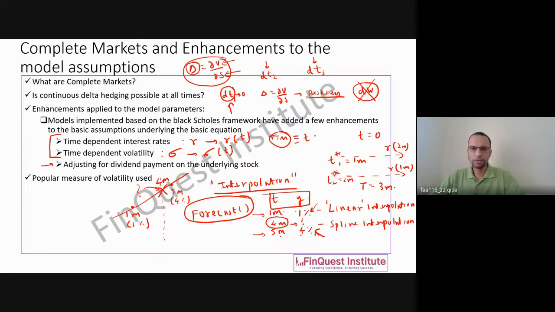So is this something which you might have used in the past anywhere? You might have used this, but you may not be familiar with the terminology of linear interpolation. Have you had a chance to use this in the past?